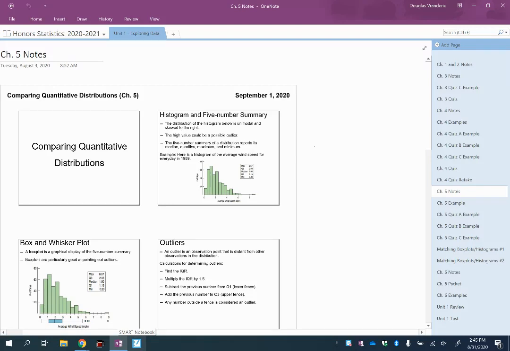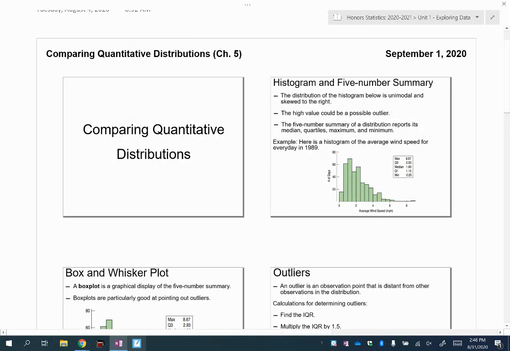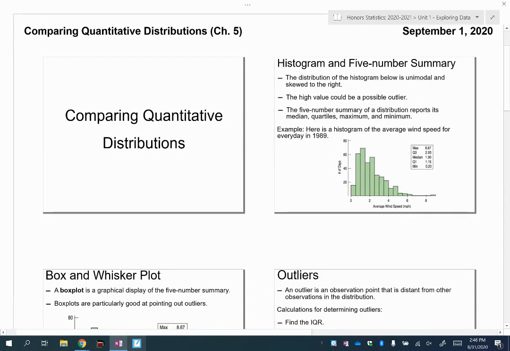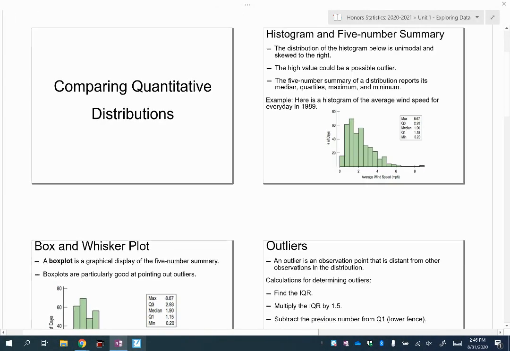So this video is going to be about the notes from chapter 5 in the textbook. So hopefully you had a chance to read the text for chapter 5. With chapter 4, we introduced the quantitative variable and the distributions that you could make for that, the graphical distributions. But you guys saw the most common one we'll be using will be the histogram.